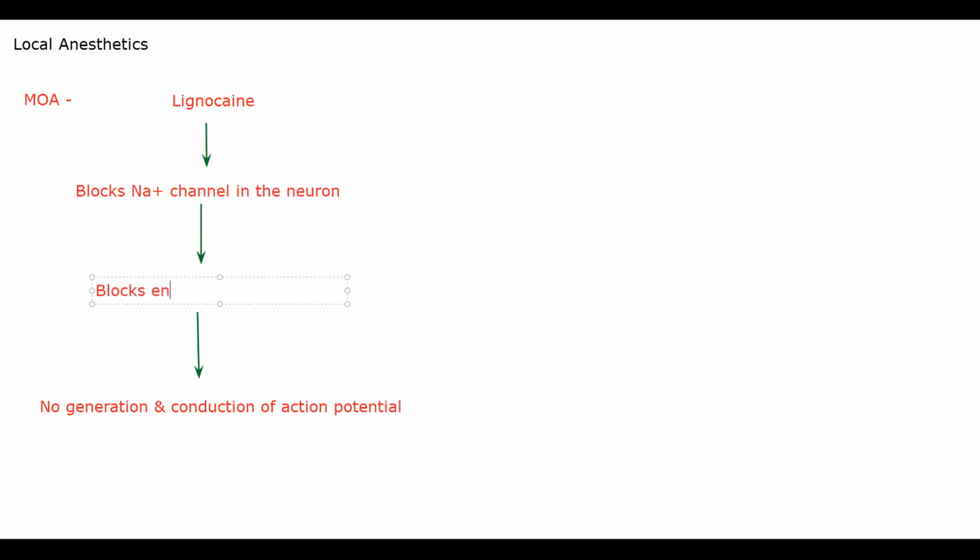So entry of sodium into the neuron is blocked. This is the mechanism of action for all local anesthetics. All of them will work the same way, and because there is no generation of action potential, in that area, for you to feel pain or to feel anything, you need action potentials to be generated. Let's suppose you take your finger and start pressing on your hand. To feel that pressure, you need impulses to be transmitted to your brain.